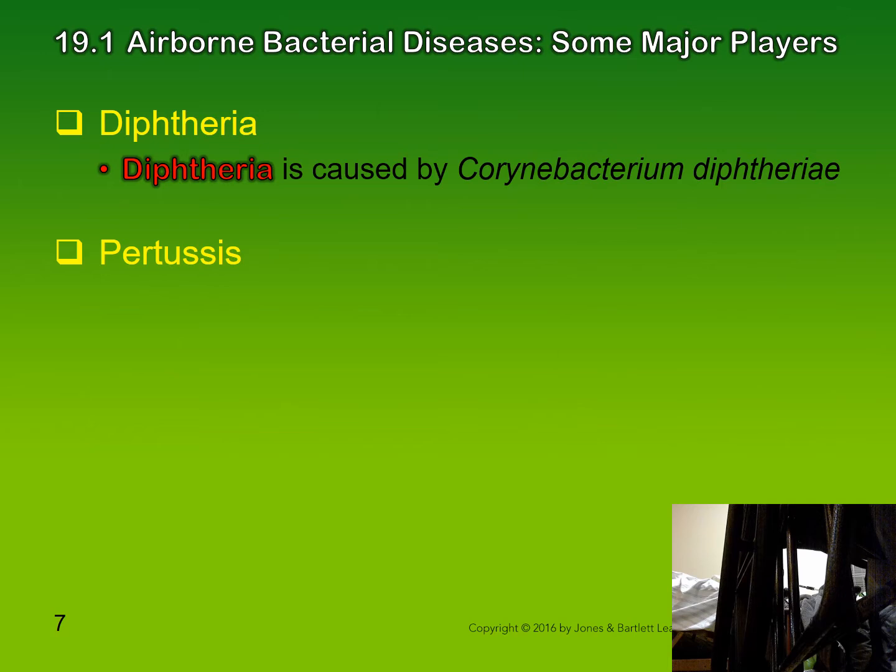Diphtheria is caused by Corynebacterium diphtheriae, and we definitely have a vaccine, and it's made with a toxoid, and a toxoid means that it's a form of the toxin that doesn't cause disease.